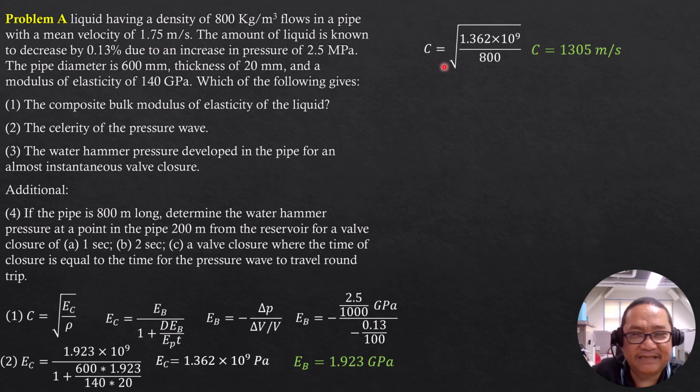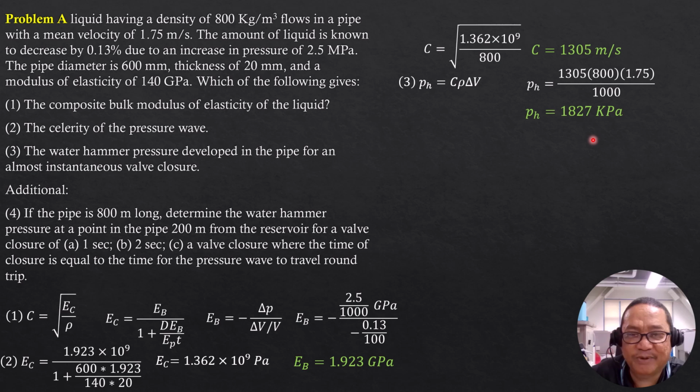Density is 800, celerity is 1305 meters per second. So the resulting unit would be pascals. To convert that to kilopascals, we divide further by 1000. So substituting, 1305 times 800 times 1.75 divided by 1000. Again, the 1000 is for converting the units from pascals to kilopascals. So the water hammer pressure is 1827 kilopascals. And for this additional problem, let's have that on the next slide.